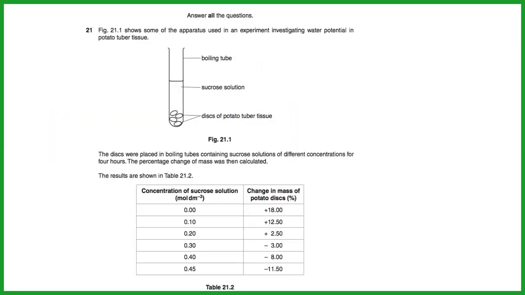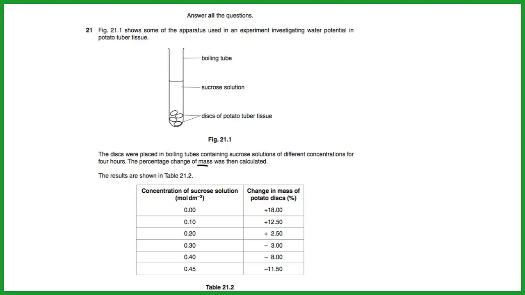So now on to the longer response questions. They show you some apparatus used in an experiment investigating water potential in potato tuber tissue. So the discs were placed in boiling tubes containing sucrose solution of different concentrations for 4 hours. Then they measured the percentage change in mass of each disc. So the independent variable here is the concentration of the sucrose solution into which the potato discs were placed, and the dependent variable is the change in mass of the potato discs.